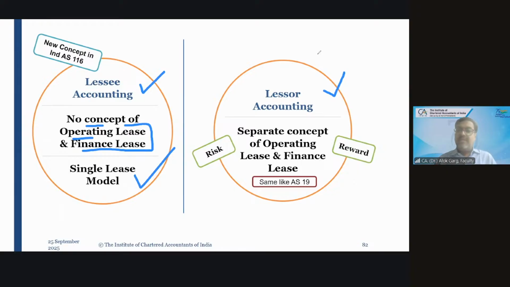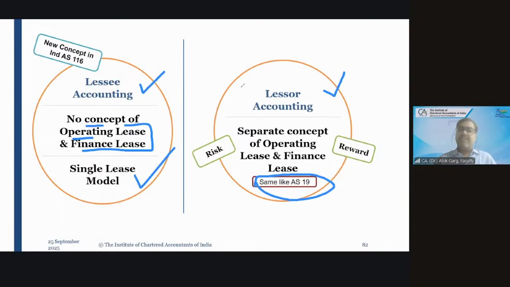But in case of lessor accounting, as I told you, it is the same as accounting standard 19. Same as Ind AS 17. Might be you guys have not covered Ind AS 17, right? Because Ind AS 17 was the old Ind AS on leases, which was deleted on 1st April 2019. And from 1st April 2019, Ind AS 116 was introduced.